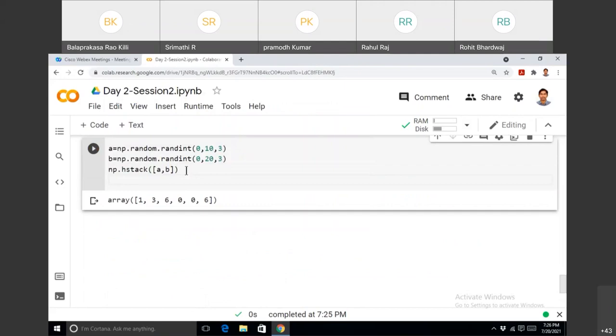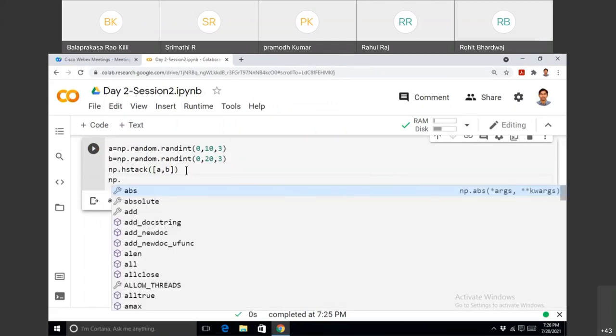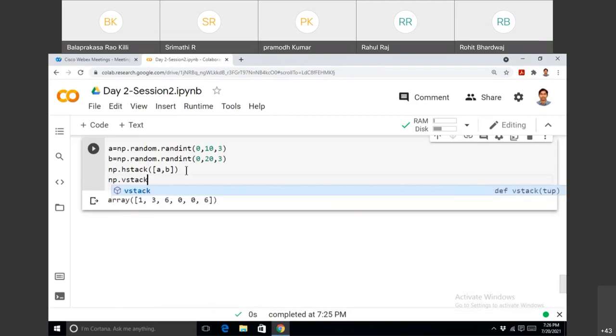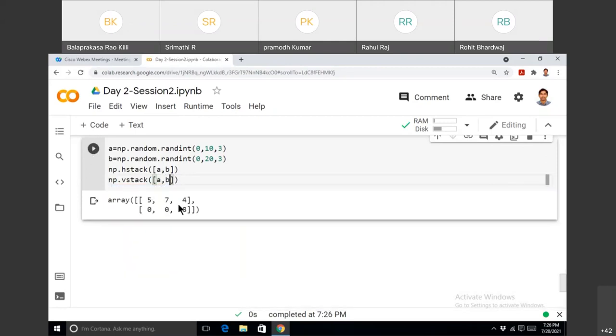If you want to add as a row, means if you want to add a new row, then give vstack. Vertically it will add. Same thing vertically. a comma b. Now you see the output. It is vertically. These are the numbers that were generated in A. These are the numbers that were generated in B. This way you can concatenate. So the problem was with the syntax. Okay. So there are many other functions that are supported by NumPy.